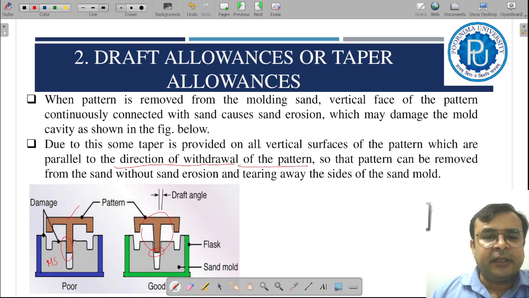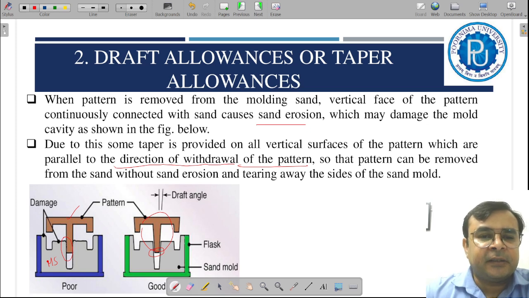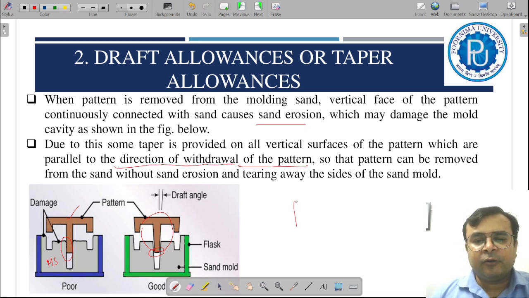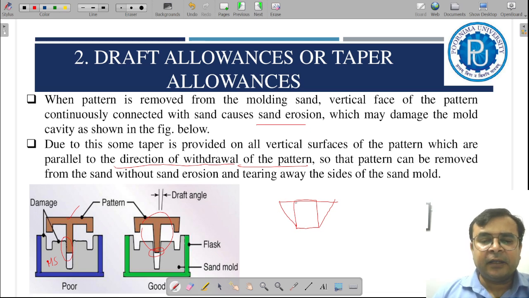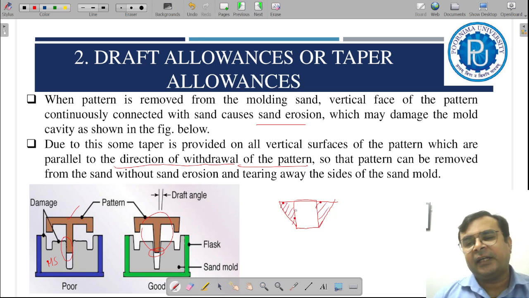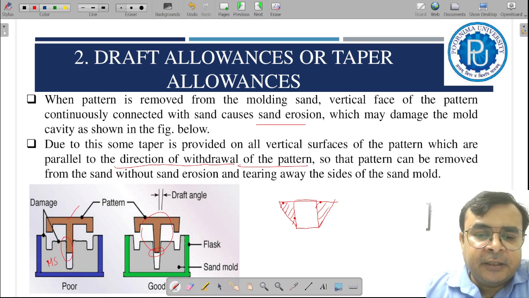So from this discussion you can understand why we use a draft allowance or taper allowance, and obviously it is used to prevent sand erosion during the withdrawal of the pattern. Now, actually you need to make a pattern like this, but instead of this you forcefully need to make a tapered pattern. Then obviously if you make a tapered pattern, you will get a tapered casting, and after solidification you just remove this extra material by metal cutting, then you will get the defect free casting. Then you will get the desired shape and size of the casting.